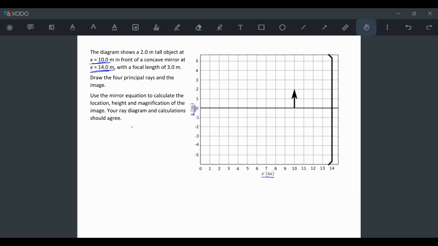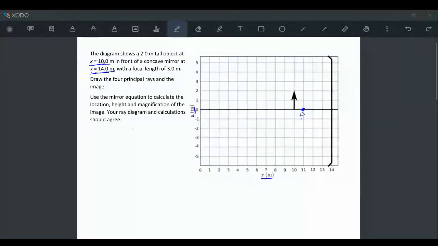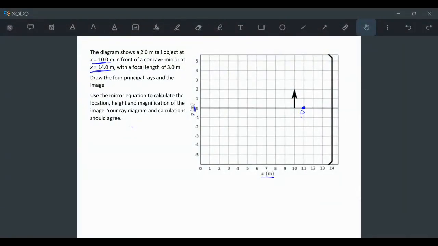So the first thing we want to do to help us with our principal rays: we're told that the focal length is 3 meters, so let's label that. When it says 3 meters, it means 3 meters from the mirror. Each grid space is 1 meter, so we just want 1, 2, 3 meters to the left. This point here on the optical axis is our focal point. It can also be helpful to label the radius of curvature now. That's just twice the focal length. So 1, 2, 3 takes us out 6 meters from the mirror, double, and that's the radius of curvature, capital R.